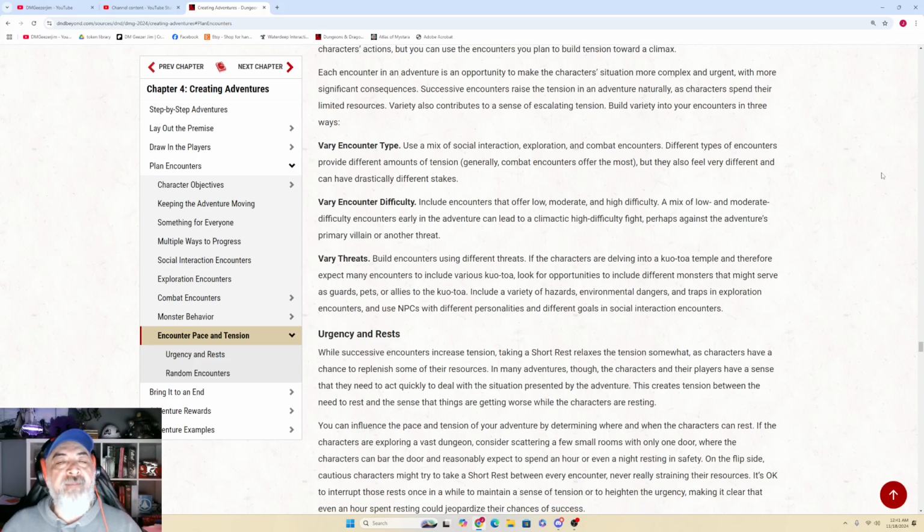Vary encounter type. Use a mix of social interaction, exploration, and combat encounters. Different types of encounters provide different amounts of tension. Generally, combat encounters offer the most, but they also feel very different and can have drastically different stakes.